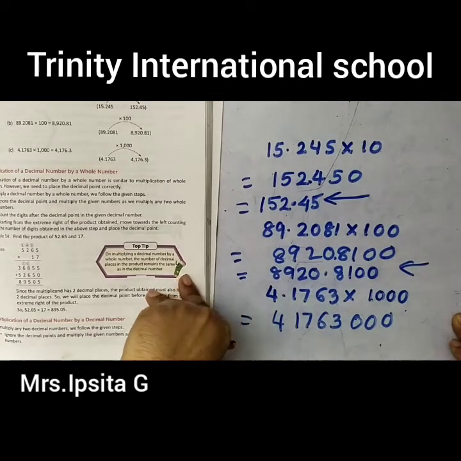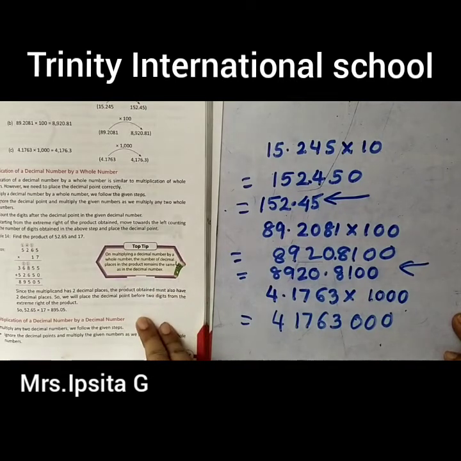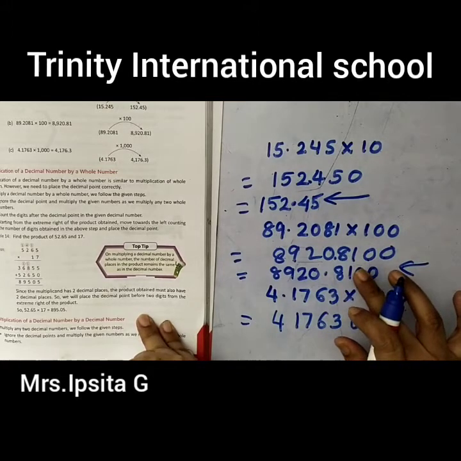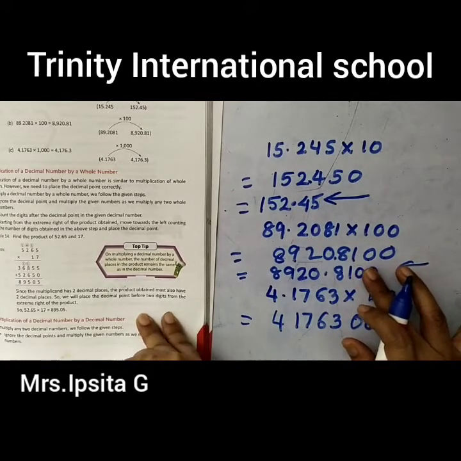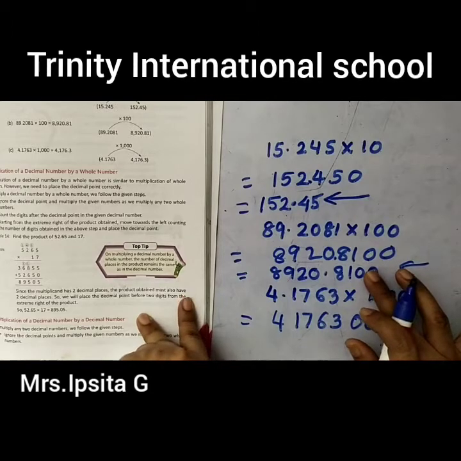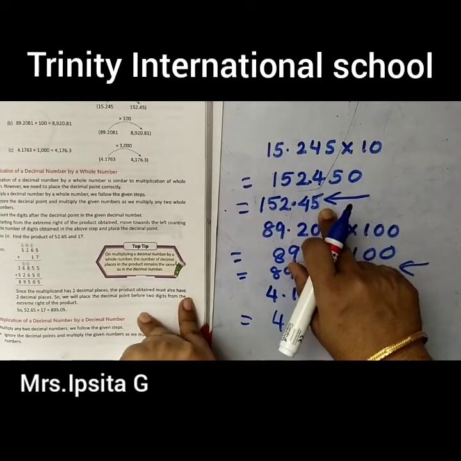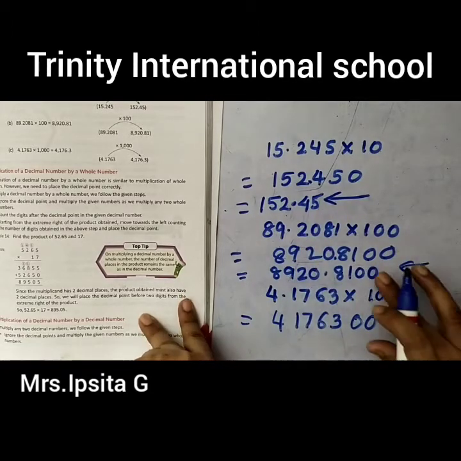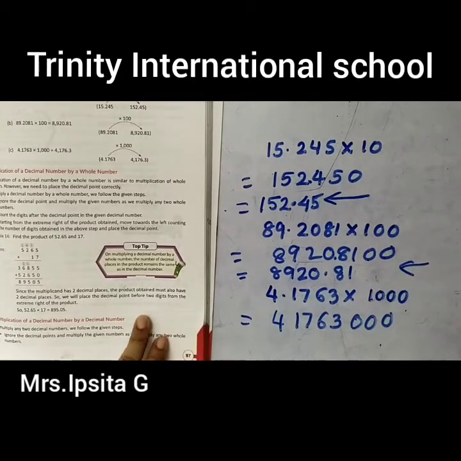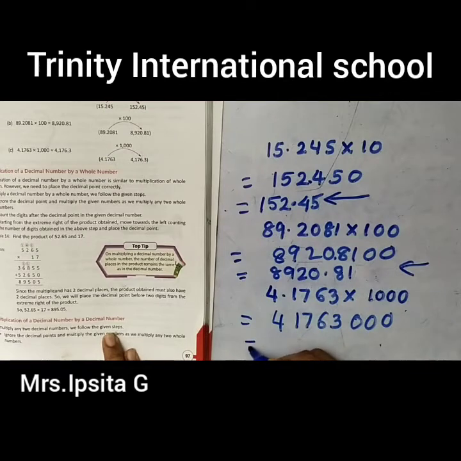Okay, so 89020.81. तो आपने यहाँ पर 0 नहीं लगाएंगे तो भी चलेगा, जैसे कि यहाँ पे हमने 0 को छोड़ दिया था, तो इधर भी आप 0 नहीं लगाएंगे तो भी चलेगा। ओके, now come here again.